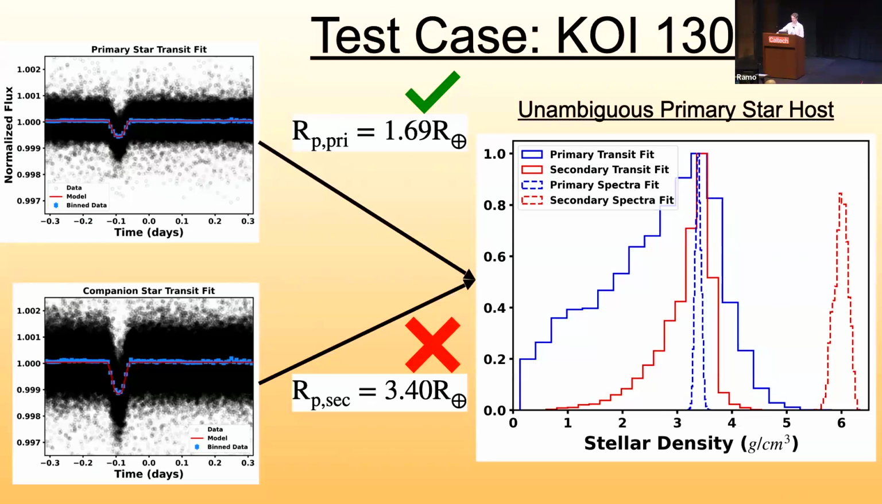If you were to go onto Exoplanet Archive for KOI 1300, you would see a reported value of 1.2 Earth radii. We're getting that the radius for this planet should be closer to 1.7 Earth radii, which is a pretty significant revision. It's also quite different from the 3.4 Earth radii that you would infer if the planet was orbiting the secondary star.